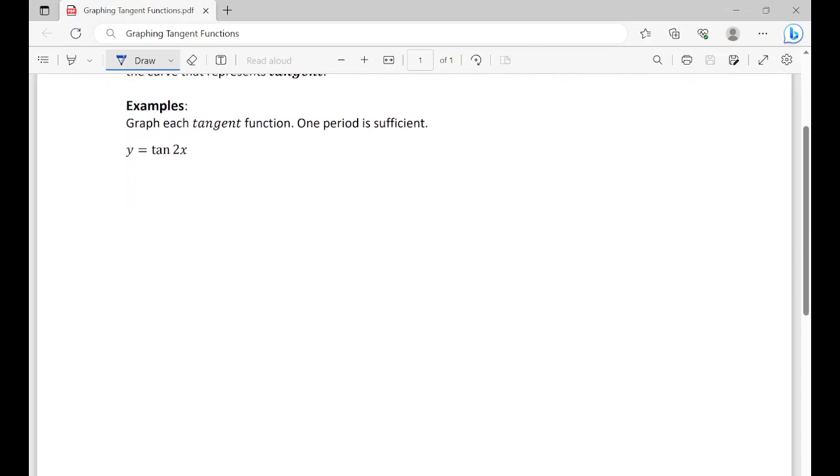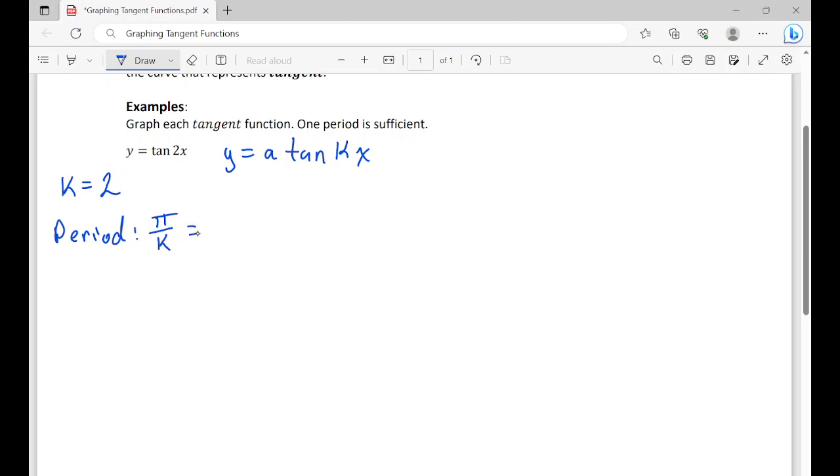So we're going to graph each tangent function, and one period is sufficient for each one. We're going to start off with y equals tangent of 2x. So this has the basic form of y equals a tangent kx, where k is equal to 2, the number right next to x. Now we get k, so we can actually get the period. The period is just pi over k. So our period is going to be pi over 2.